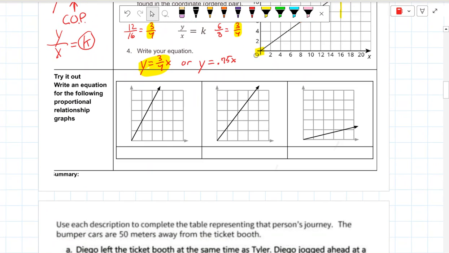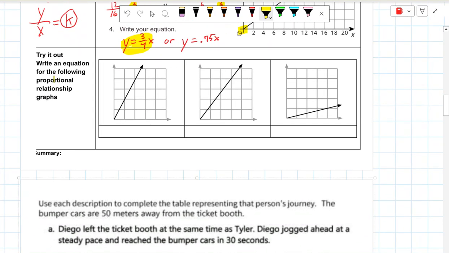All right. Try it out. Write an equation for the following proportional relationships. So take a look at this first one right here and see if you can write an equation for this line. Remember, you're looking for perfect points. To get you started, you can see it does go through the origin. It is straight, and there's a perfect point here and here. So pause the video and try to write an equation for this line. Pause now.